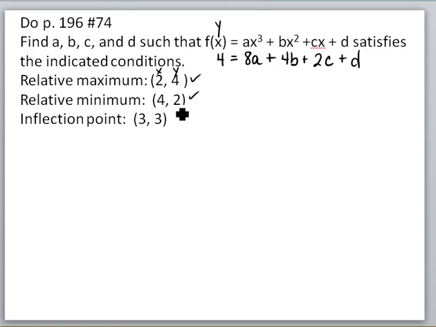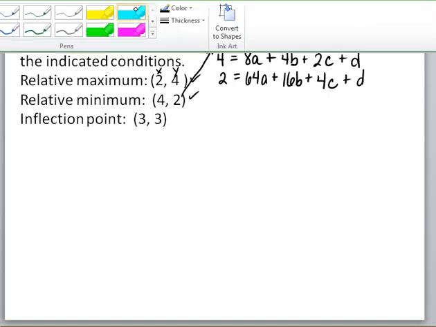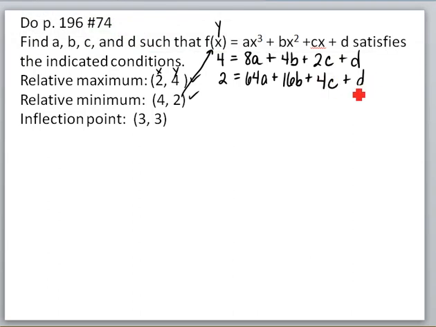I'm going to do the same thing for 4, 2. So I'm going to plug 2 in for my y, and then I'm going to plug 4 in for each of my x values. Well, 4 cubed is 64a, plus 4 squared is 16b, plus 4c, sorry, I'm putting 4 in for x, plus d. Now, what that does is it creates 2 equations with 4 unknowns, so it's going to be quite difficult to solve.